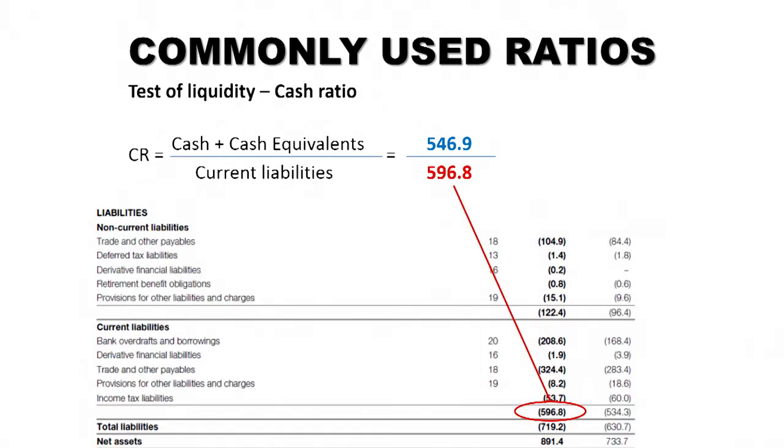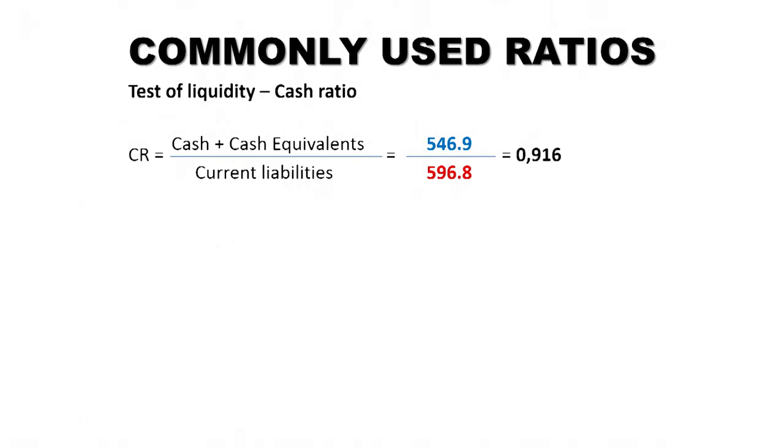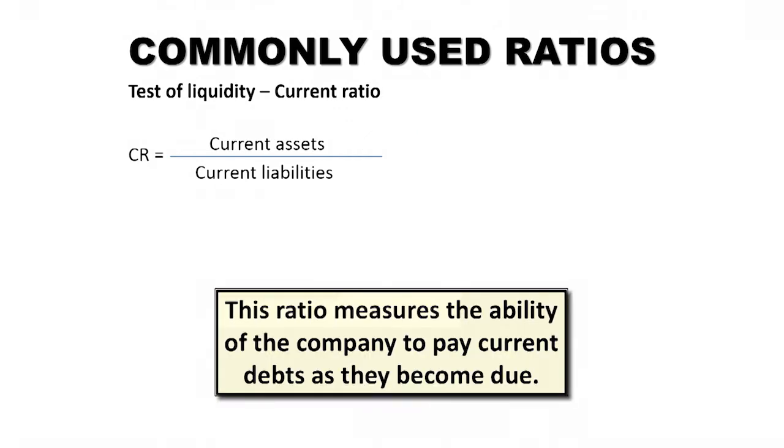Let's see, the cash equivalents, 546.9, divided by all current liabilities. And we find that this is not 1, but it actually means that this is perfect. This is great.